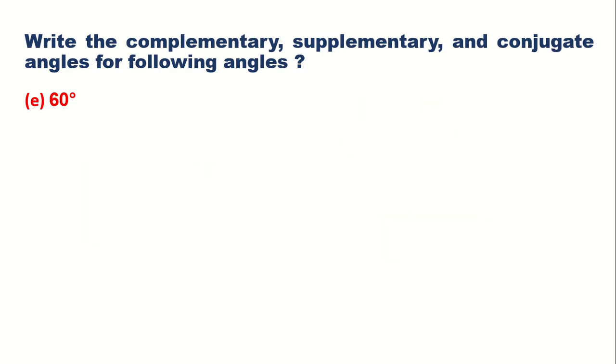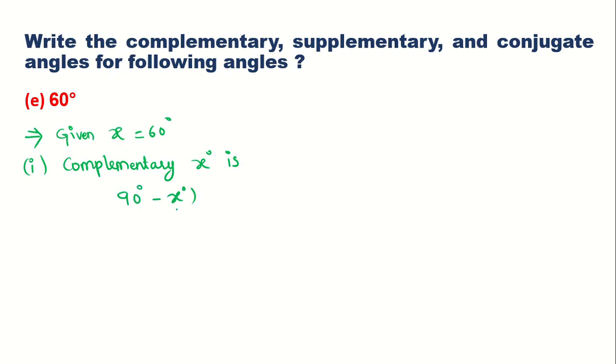Next, we'll see one more problem. So the given x here is how much? 60 degrees. Given x is 60 degrees. First, you'll find the complementary angle of this x degrees. So the complementary angle of this x degrees is 90 degrees minus x degrees. 90 minus 60 degrees, how much? 30 degrees.